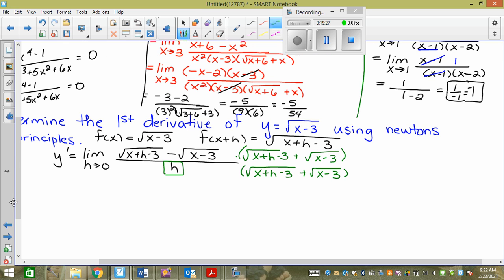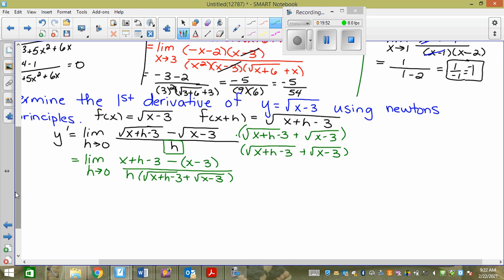So I'm going to get the limit as h goes to 0 of x plus h minus 3. The middle terms cancel. And then minus, and then this is where the error happens. We're minusing x minus 3 all over h times that. So we can't forget to distribute that minus sign through, right? And you'll know you made a mistake, because remember I told you everything needs to cancel off that doesn't have an h in it.